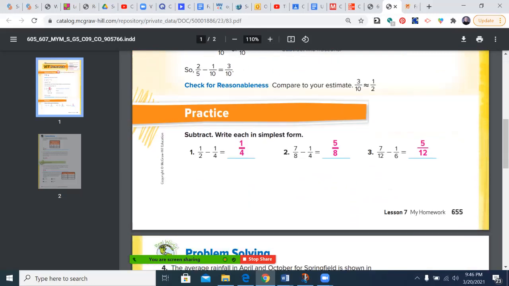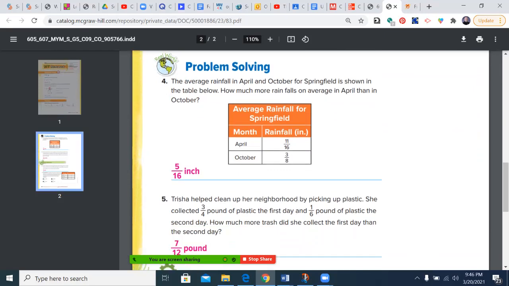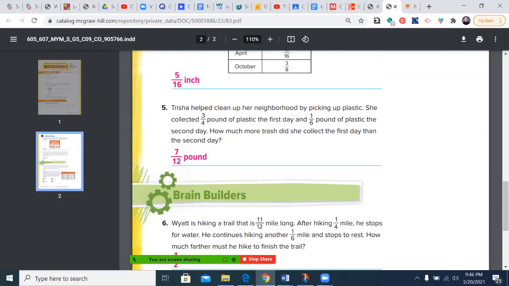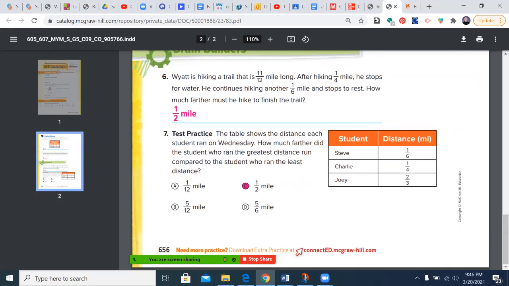So 1/2 minus 1/4 is 1/4, because it's 2/4. 7/8 minus 1/4, which is really 2/8, gave us 5/8. 7/12 minus 1/6, which comes to 2/6, is 5/12. In each of these, they picked one where one number went into the other, and that's why we had those as our common denominators. Over here, we had 11/16 minus 6/16, which gave us 5/16. Over here, 3/4 of 1/6 was 7/12 of a pound. 1/2 mile, and then another answer of 1/2 mile.